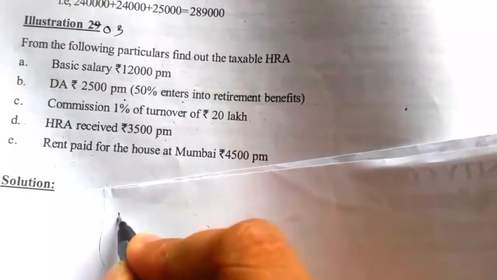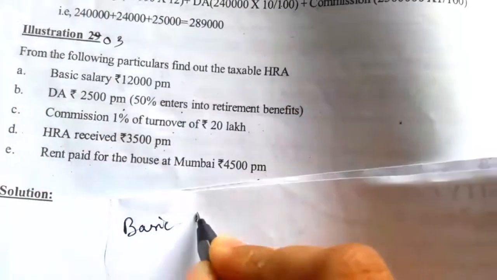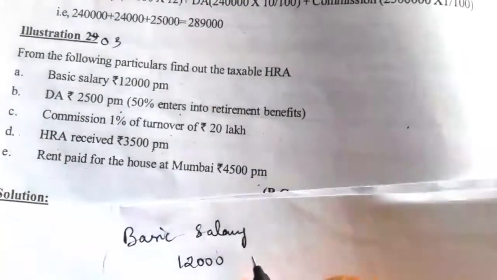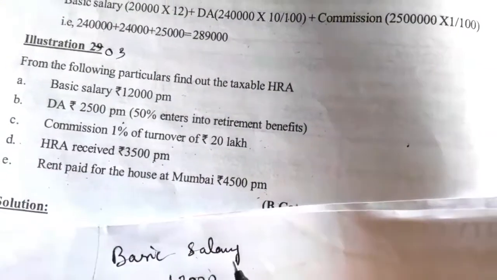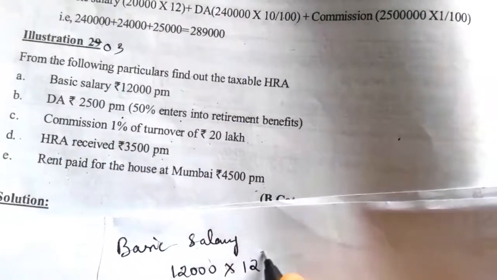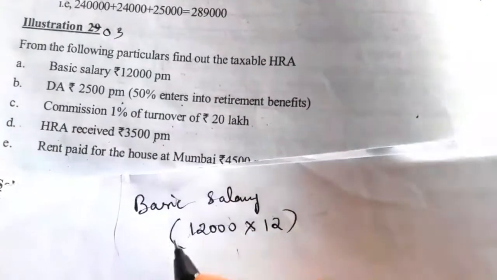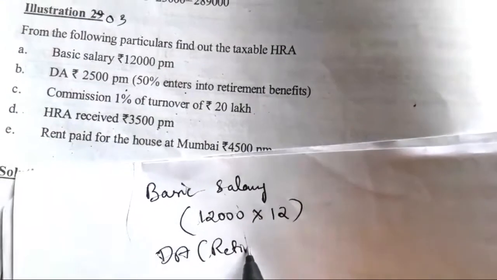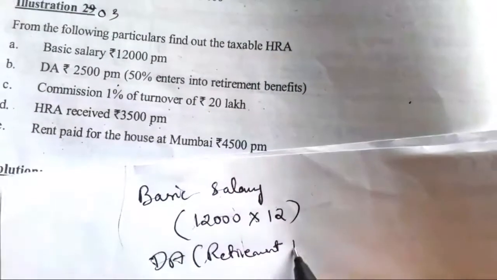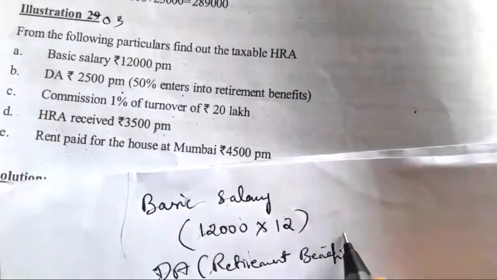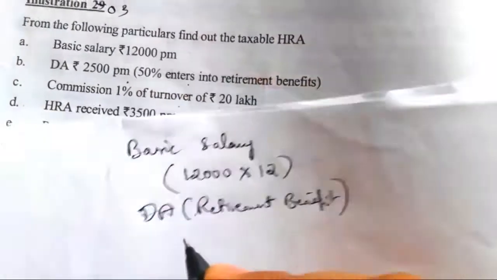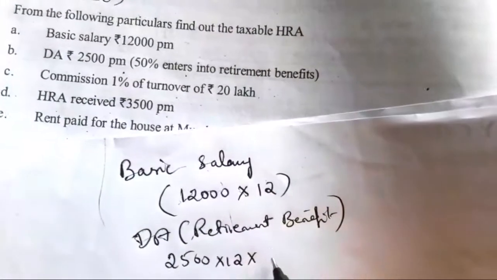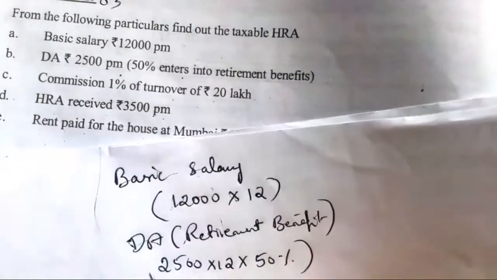Under that, first we have to take basic salary. Basic salary is given 12,000. The relevant period is the entire 12 months, so 12,000 into 12 we have to take as basic salary. Then we have to add DA that is considered for retirement benefit. So what is the DA value here which is considered for retirement benefit? That is 2,500 into 12 into 50%. Here we have to take this for DA.